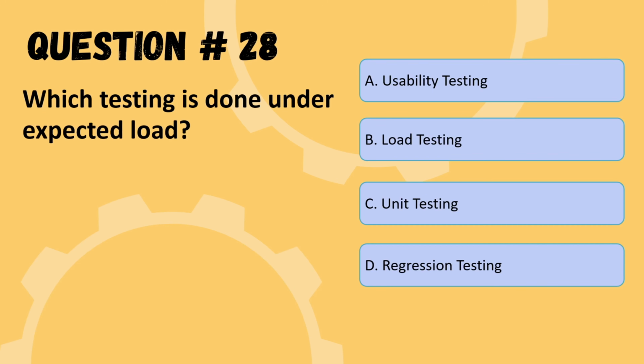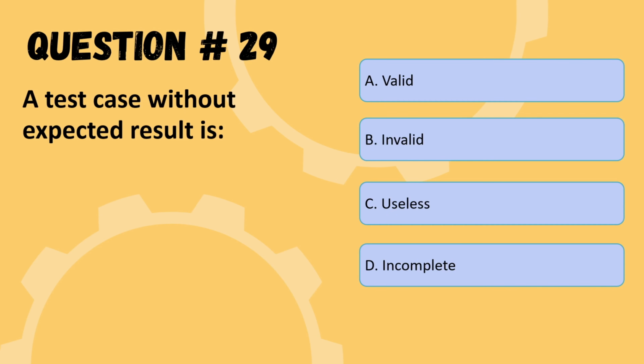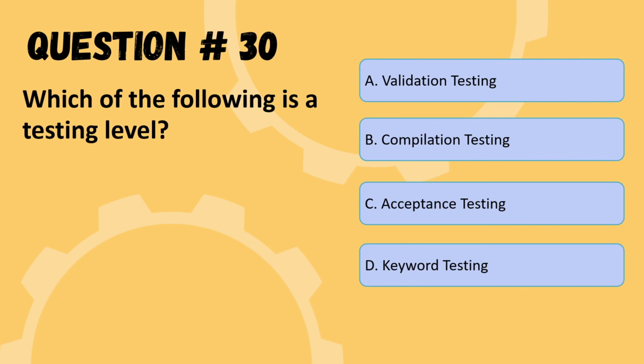Next question is, which testing is done under expected load? Options are usability testing, load testing, unit testing, or regression testing. So the correct option is load testing. So we are moving to the next question. A test case without expected result is valid, invalid, useless, or incomplete. So the correct option is incomplete. So we are moving to the last question. Last question is, which of the following is a testing level? Validation testing, compilation testing, acceptance testing, or keyword test. So the correct option is acceptance testing.